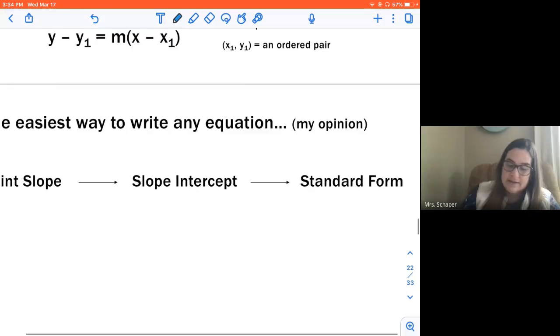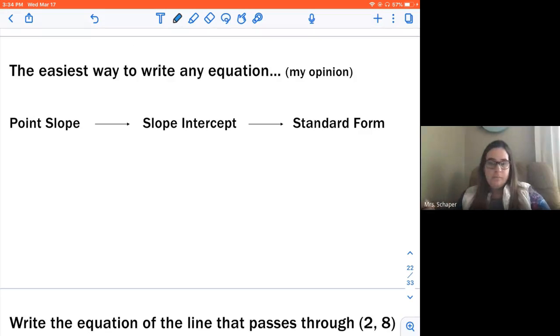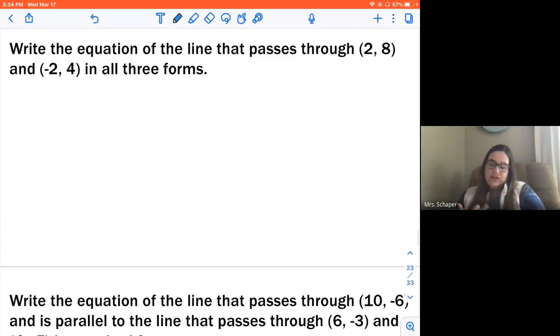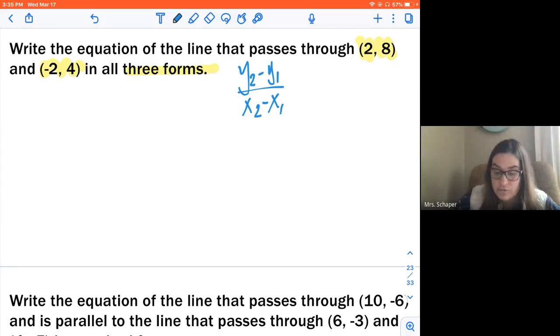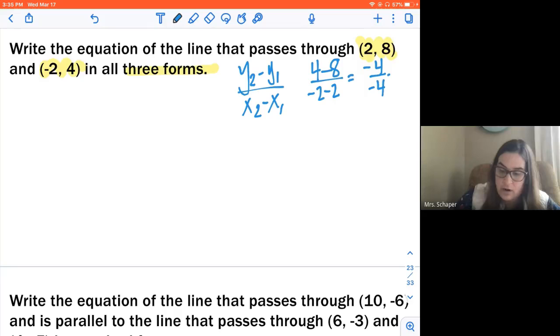So again, the easiest way to write any equation is to start it in point slope form, get it into slope intercept, and then get it into standard. So if we're going to write the equation of a line that passes through these 2 points in all three forms, we're going to start with point slope form. And when you start with point slope form, you do need to know the slope. So again, we're going to use y sub 2 minus y sub 1 over x sub 2 minus x sub 1. So 4 minus 8 over negative 2 minus 2. So negative 4 over negative 4 is 1. So the slope of the line that goes through these 2 points is going to be 1.